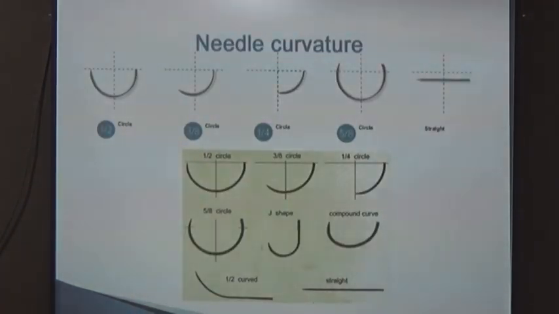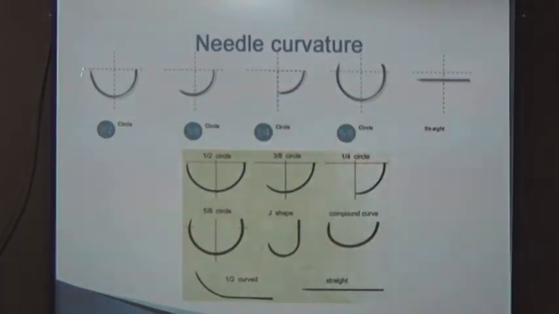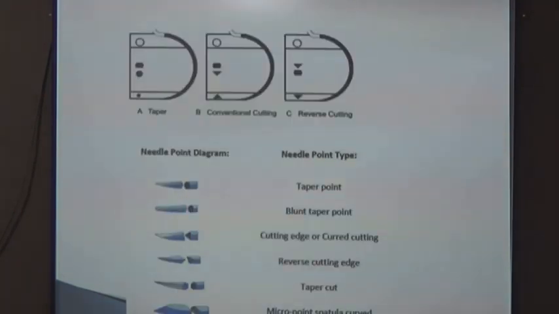And needle curvature. See this? Circle, half circle, 1/4, 5/8, straight. These are all different. This is only the needle point type. They will give more importance to the reverse cutting edge. Usually we use a needle with a reverse cutting edge.